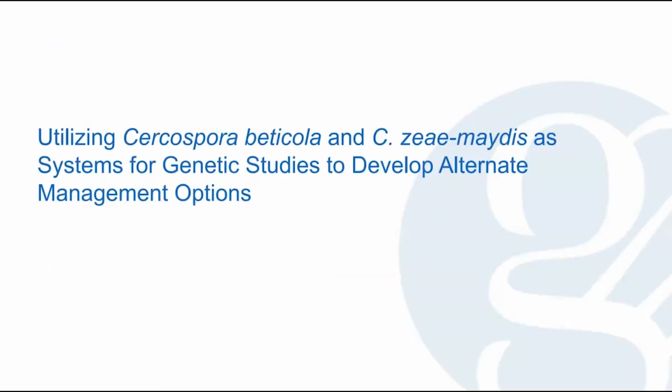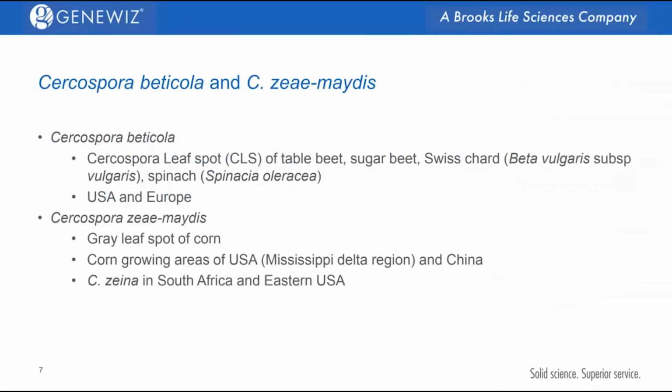Now, this brings me to my research, utilizing Cercospora beticola and zeae-maydis to develop alternate management strategies. Before going to Cercospora beticola and zeae-maydis, just a brief background on these two systems. Cercospora beticola causes Cercospora leaf spot of table beet, sugar beet, and Swiss chard, which fall under the broad Beta vulgaris, subspecies vulgaris.